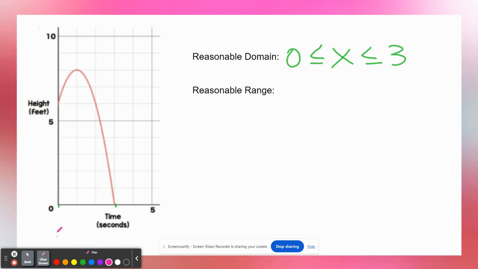The next question is a reasonable range. So again, although in theory your parabola would go down to infinity and your highest would be at 8, we actually have a lowest y value. Our lowest y value is at 0. The highest y value is at 8. So our range would be between 0 is less than or equal to y is less than or equal to 8. Because again, our range in this scenario is between 0 and 8.